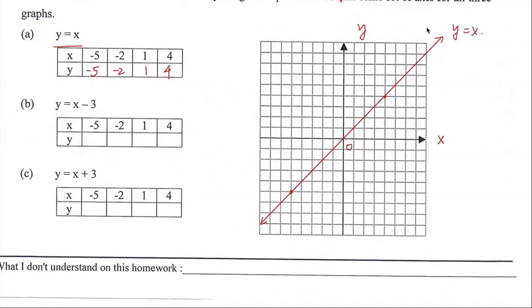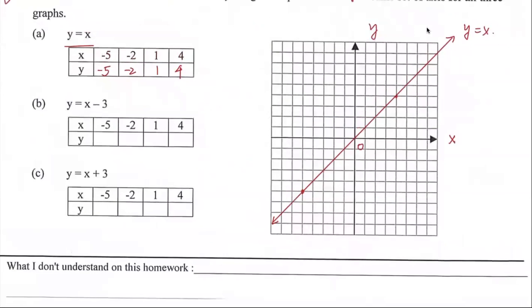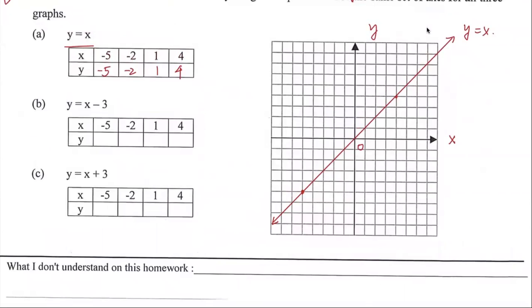Second one, y is equal to x minus 3. So when x is equal to minus 5, y is equal to minus 5 minus 3, which is minus 8, right? When x is equal to minus 2, y is equal to minus 2 minus 3, which is minus 5. When x is equal to 1, y is equal to 1 minus 3, which is minus 2. When x is equal to 4, y is equal to 4 minus 3, which is equal to 1.